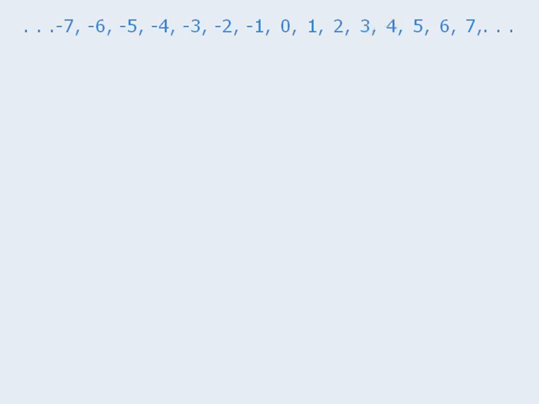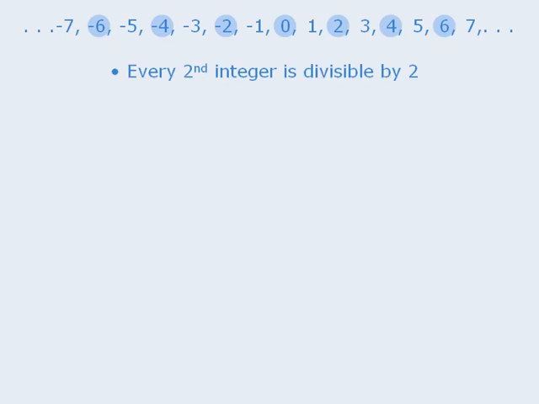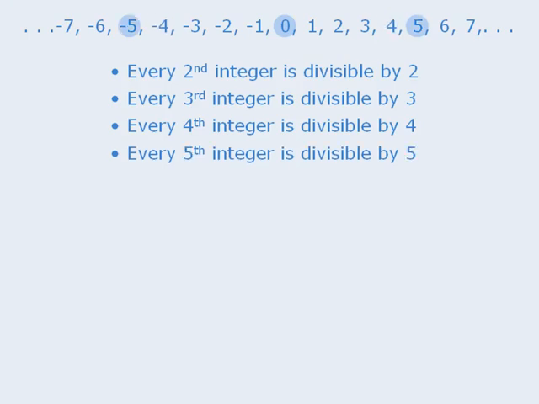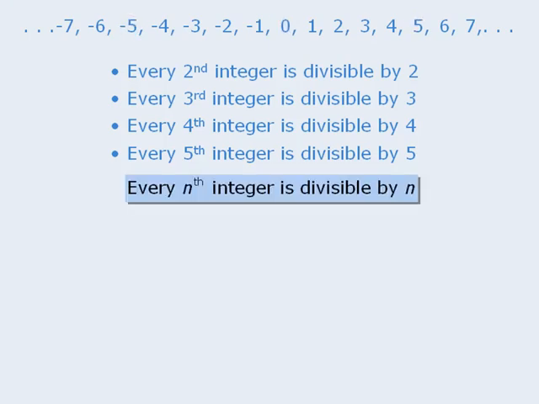Okay, now let's make some observations. We'll begin by examining integers that are divisible by 2. The important observation here is that every second number is divisible by 2. Next, if we examine all of the integers that are divisible by 3, we will see that every third number is divisible by 3. Similarly, every fourth number is divisible by 4, and every fifth number is divisible by 5. In general, every nth number is divisible by n.